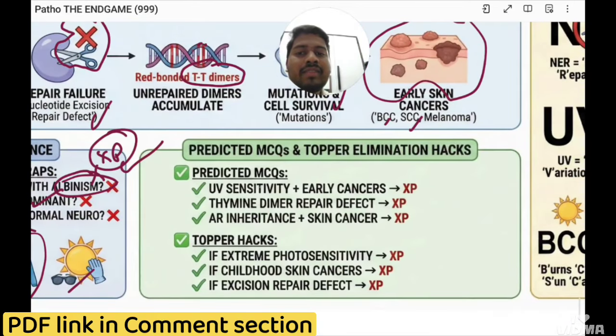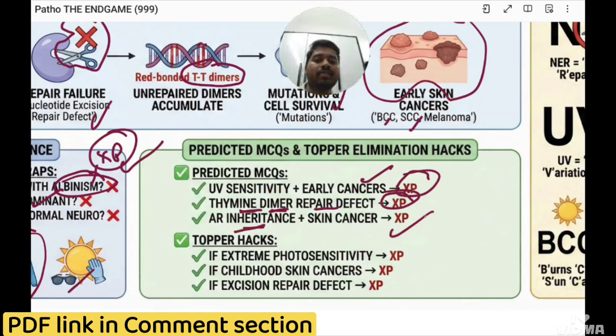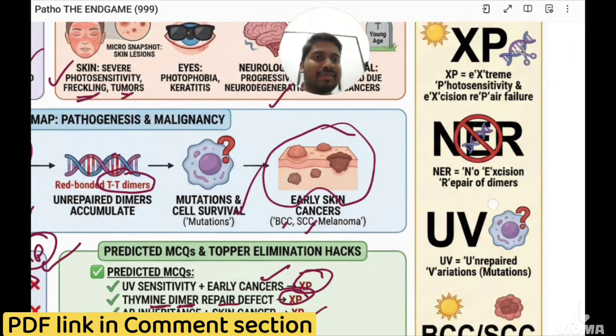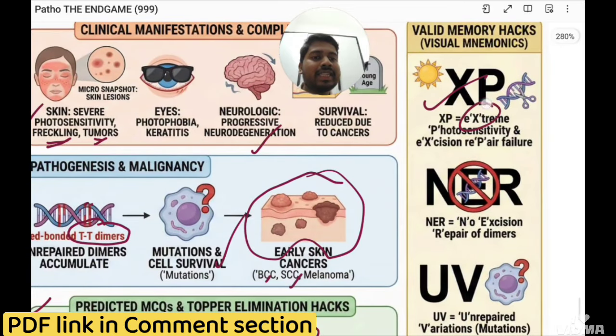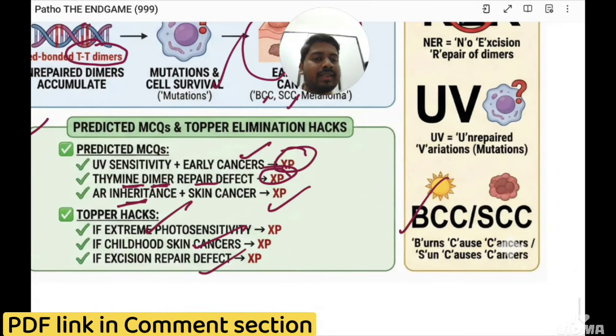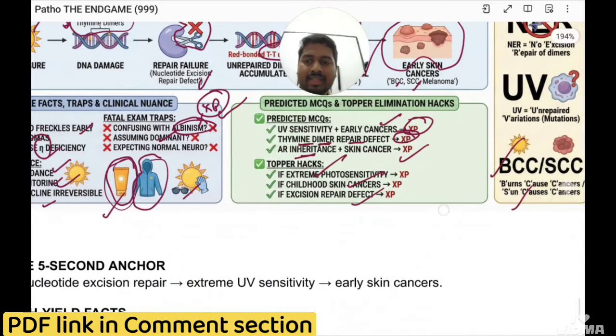So if there is UV sensitivity with early onset cancers, especially skin cancer, think xeroderma pigmentosum. Thymine dimer repair defect, xeroderma pigmentosum. Autosomal recessive inheritance also, xeroderma pigmentosum. Other features are extreme photosensitivity, childhood cancer, and excision repair defect. You see here NER, that is nothing but no excision repair of dimers. That is how you remember it, NER. Xeroderma pigmentosum, extreme photosensitivity. And it causes basal cell carcinoma and squamous cell carcinoma.